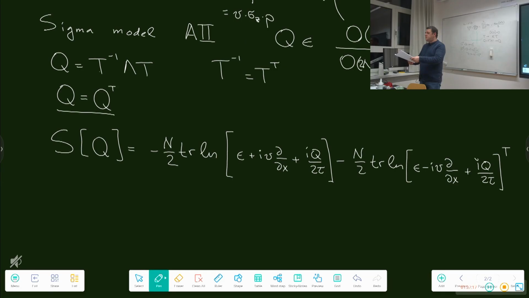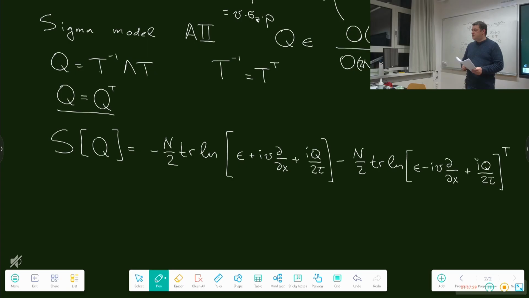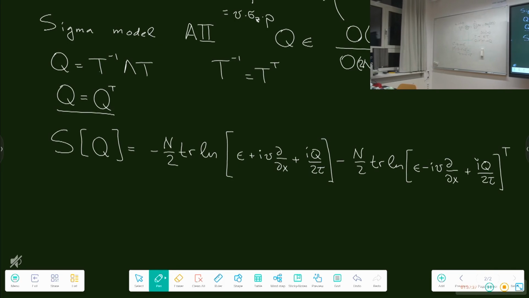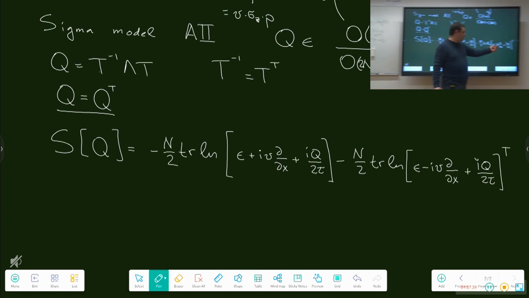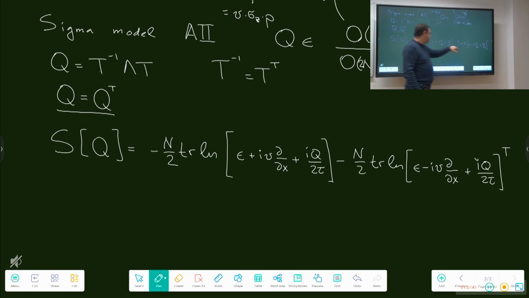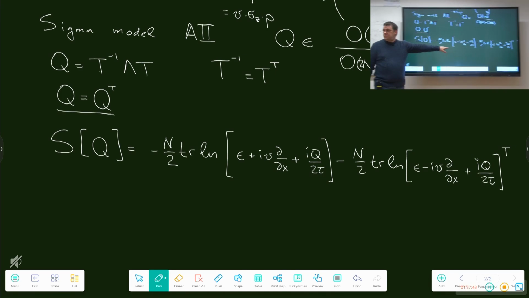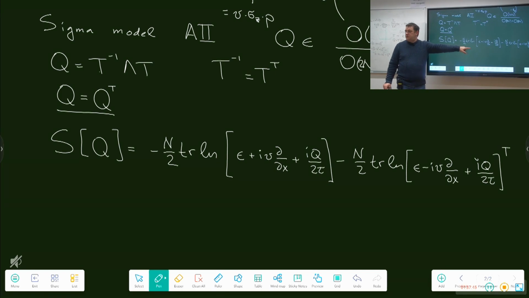Any suggestions? Yes, not because I is antisymmetric, but because d by dx is antisymmetric. Right. So transposition will not change the Q matrix because it's symmetric, and will not change this because it's a number. It will change this sign, so this logarithm will be exactly the same as this one. They are actually equal.